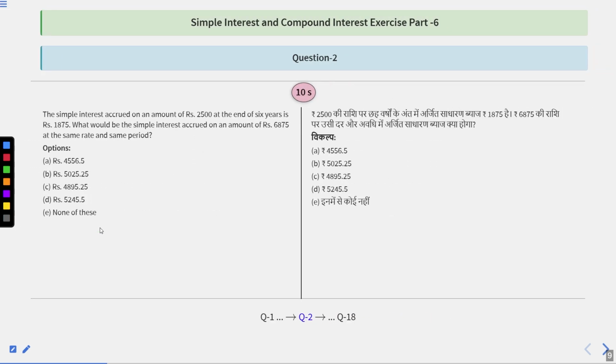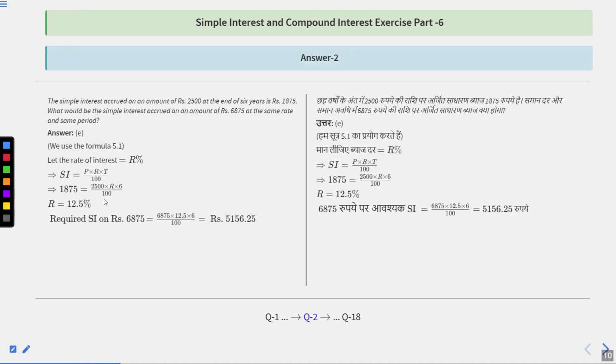Next one. The simple interest accrued on an amount of rupees 2,500 at the end of 6 years is 1,875. What would be the simple interest accrued on the amount of rupees 6,875 at the same rate and same period? You have 5 options and 10 seconds to analyze the question. Your time starts now. Now time's up. Let's see the solution.